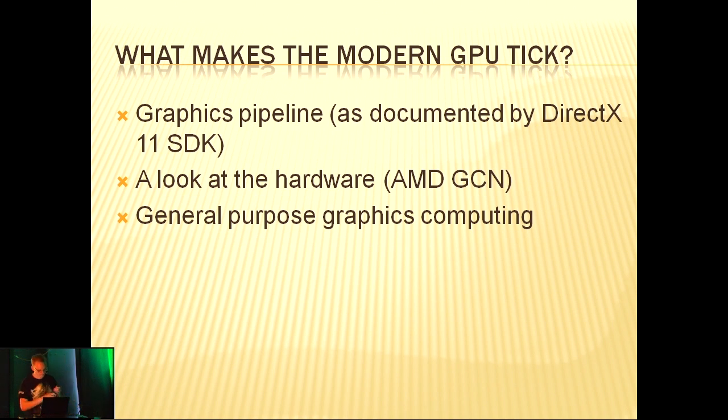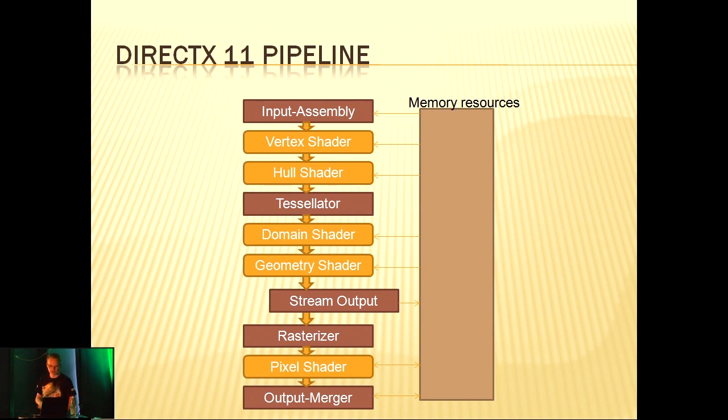So, the pipeline. Basically, this is the general picture of the pipeline. Here you have the different stages of the pipeline. The brown ones are the non-programmable parts, which are basically just parameterizable. And then you have the shader parts, which are nowadays fully programmable.